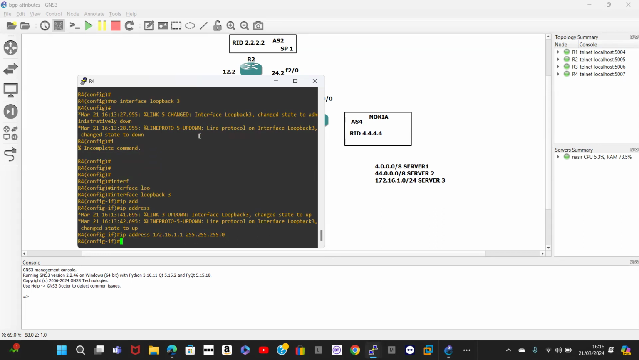Let me check the routing table a little, just hold on. Sure, no rush. These are things you are learning, man. If you're making a mistake, it means that you're doing the practice.